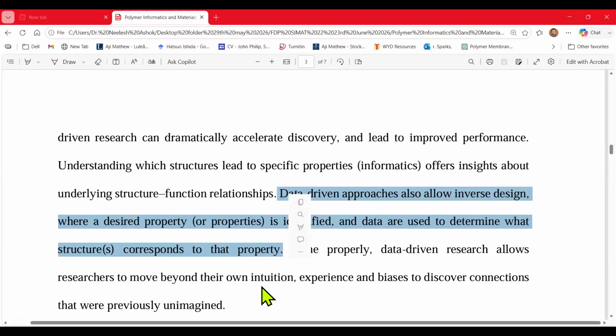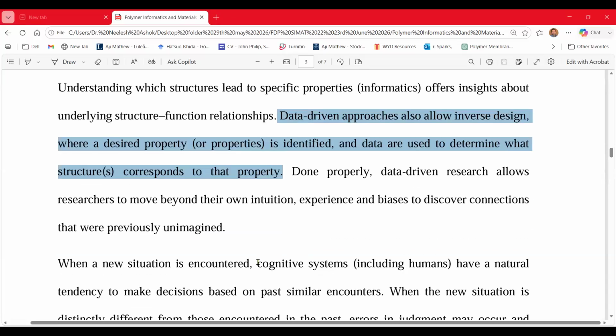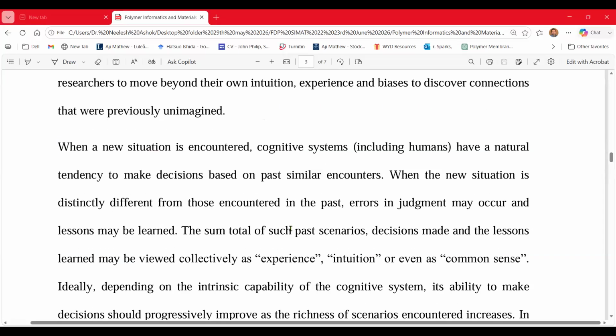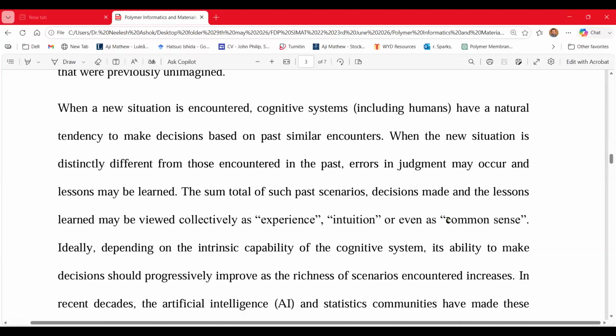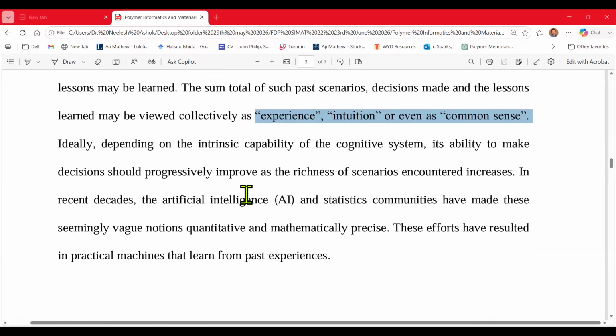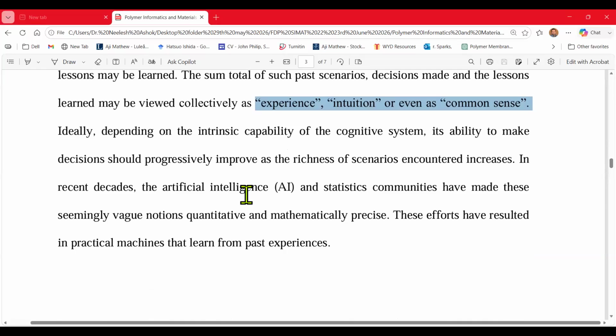So all these attributes come under one roof, that is accelerated design and discovery of materials, right? For that, how are we using the data-driven approach? This is what we are seeing. AI is nothing but data-driven modeling. How you find a new material through modeling, predictive modeling, inverse design, or accelerated design and discovery of materials, right? Here we can see collective experience, intuition, or even common sense. For example, how you find the solution to a problem, like predicting a new material from the existing material.